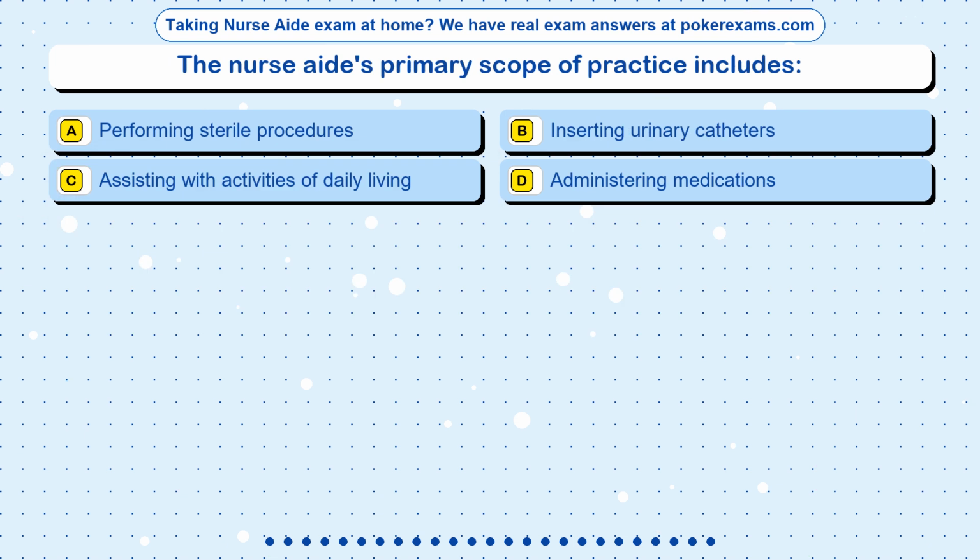Question 11. The nurse aide's primary scope of practice includes: Option A, performing sterile procedures. Option B, inserting urinary catheters. Option C, assisting with activities of daily living. Option D, administering medications.